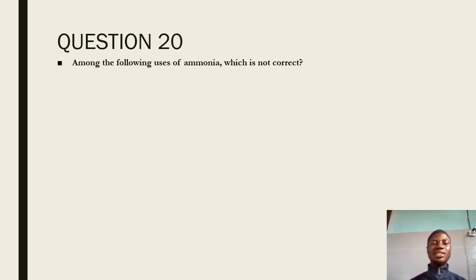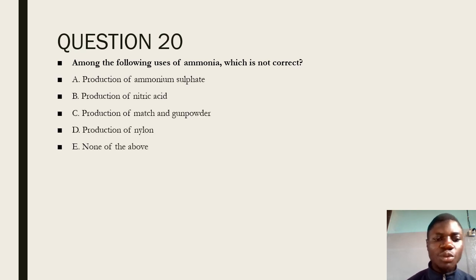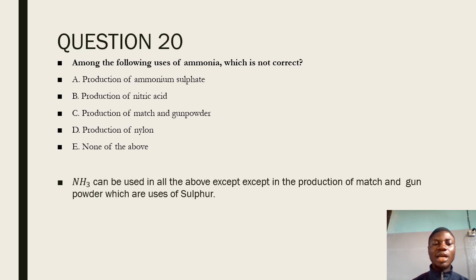Question 20 says, among the following uses of ammonia, which is not correct? We have been given many uses and we have to identify which of them is not correct. Ammonia can be used in all of the above, except in the production of match and gunpowder, which are instead the uses of sulfur, and as a result the best answer is going to be C.